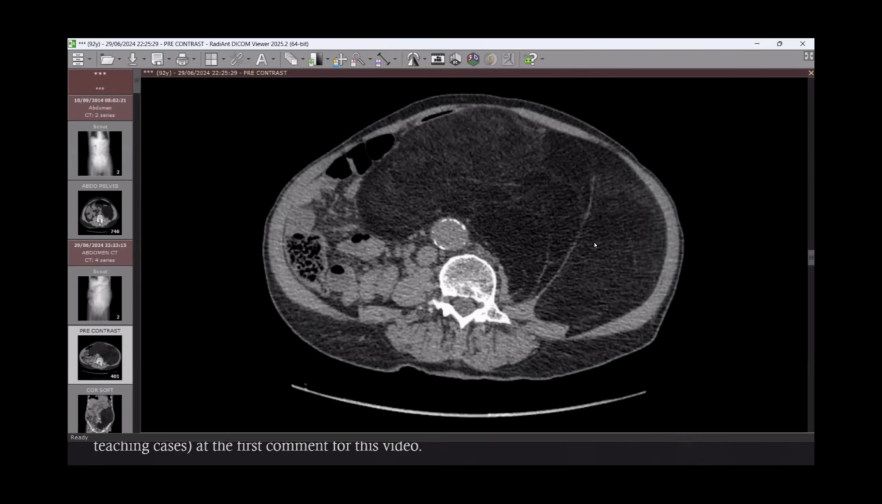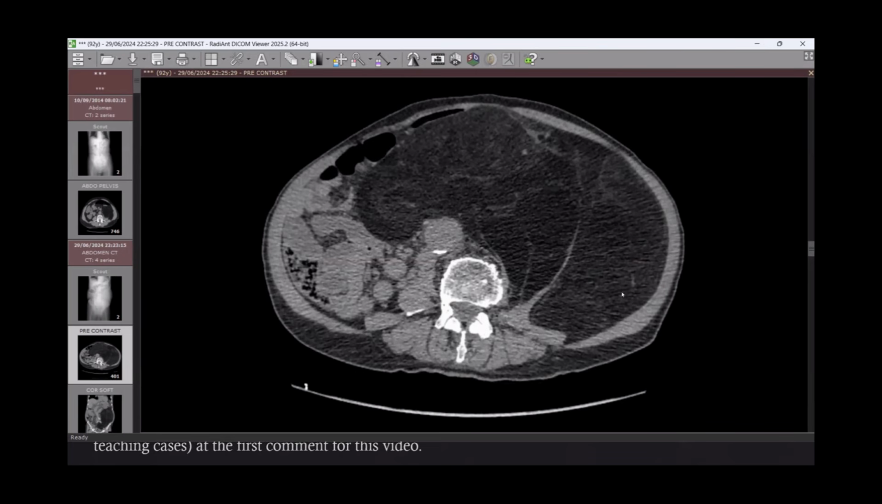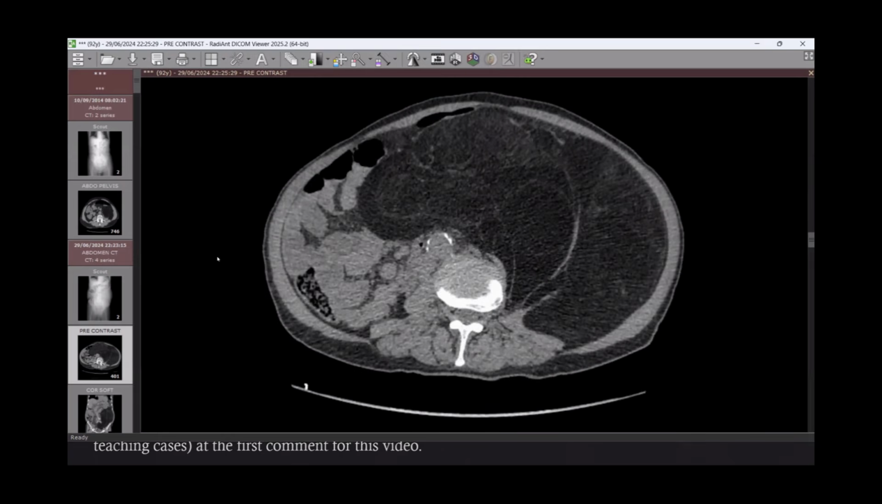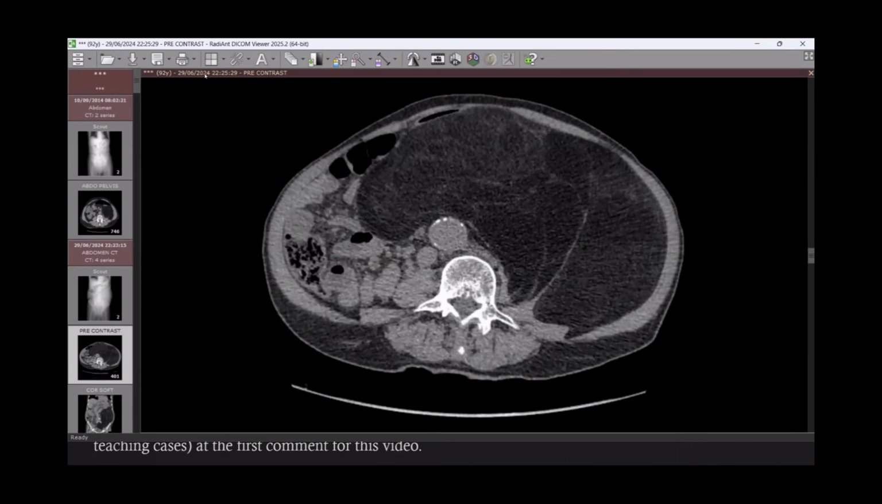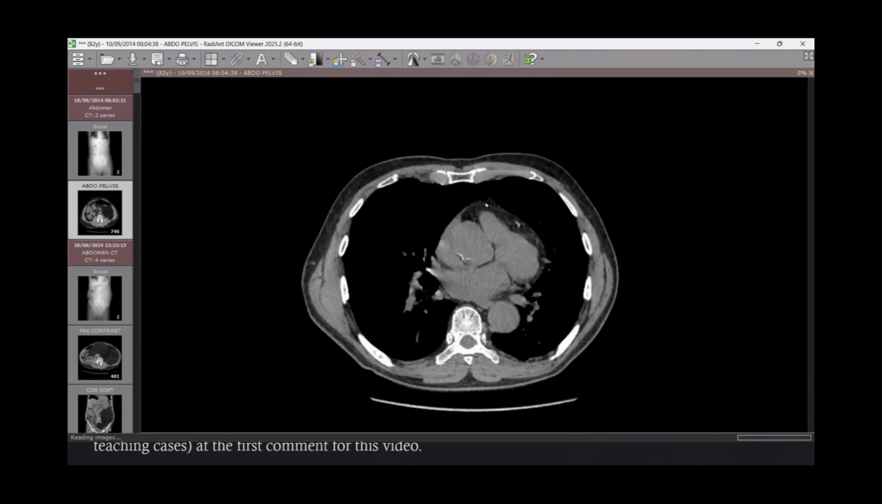Okay. Can you give me the final diagnosis in this case, please? Liposarcoma. Yeah, it's a very huge retroperitoneal mass, as you described. So it is liposarcoma. Really, this case was done in 2024. When I reviewed the old exams for this patient, I discovered this one.